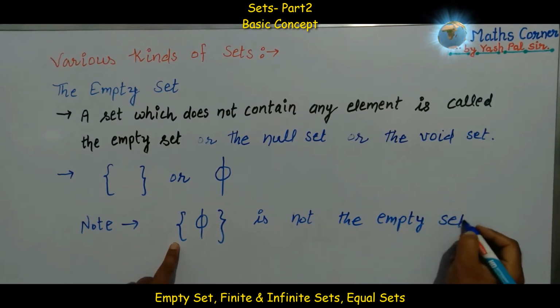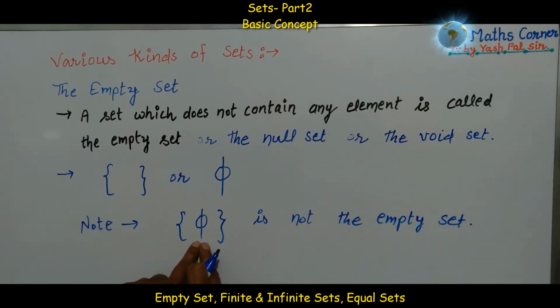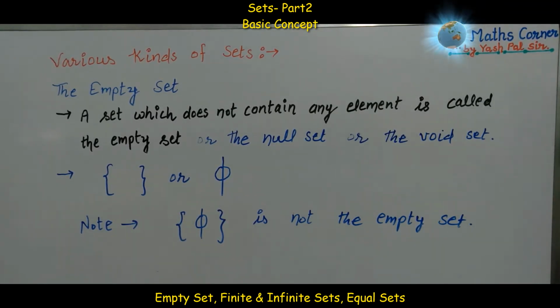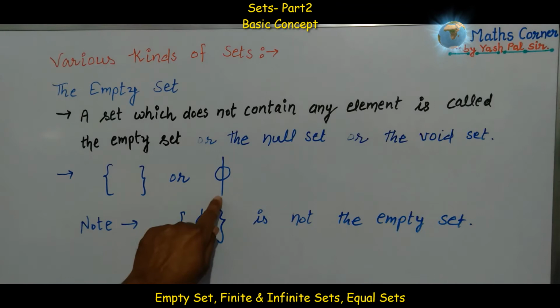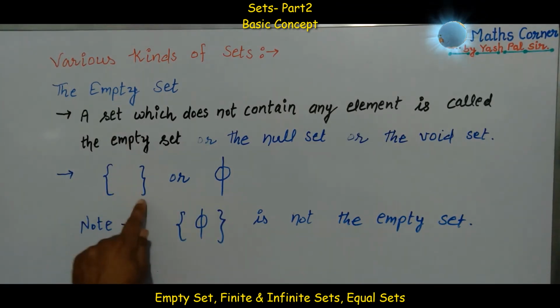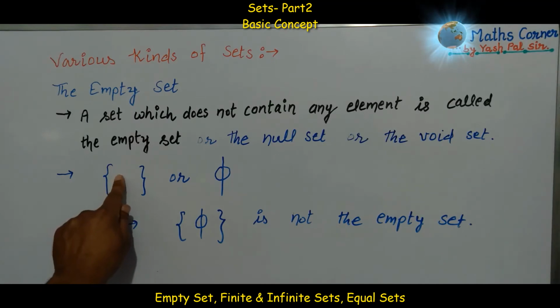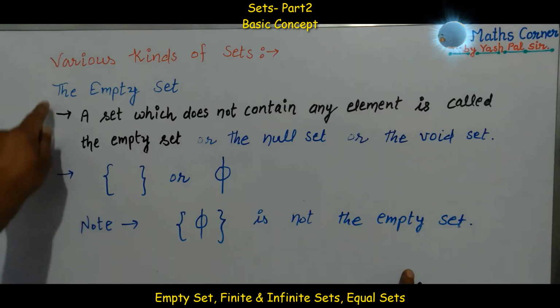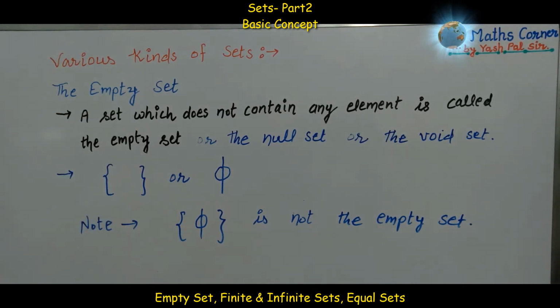Why is this not the empty set? Because the symbol 5 is an element of the set. Okay, if we are writing the empty set, either we should write a curly bracket with no element inside it, or this symbol we can use. So this is the empty set.